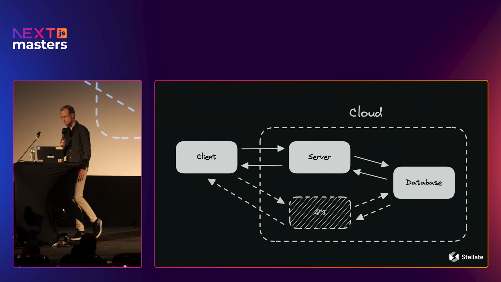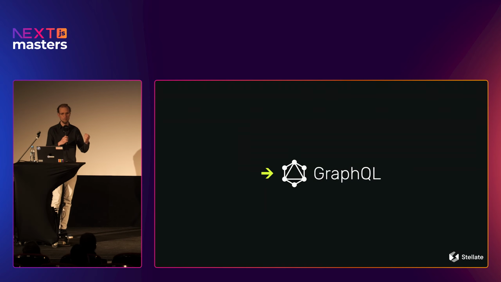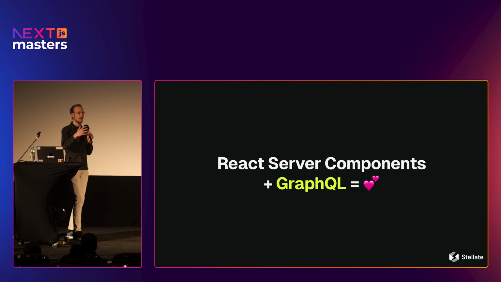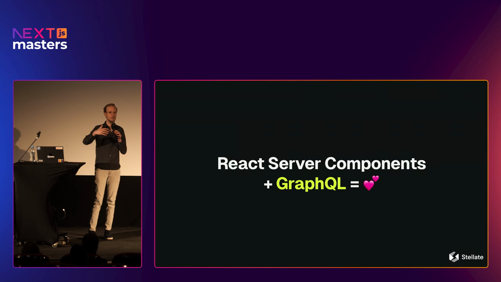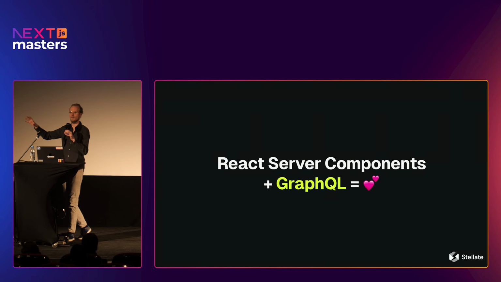Now, this is why I believe that GraphQL is a perfect fit for React Server Components. And in fact, React Server Components and GraphQL are a match made in heaven, because GraphQL allows you to execute queries in any JavaScript process, right? You can define your API and you can resolve the data, but where that query comes from doesn't have to be via a network call.